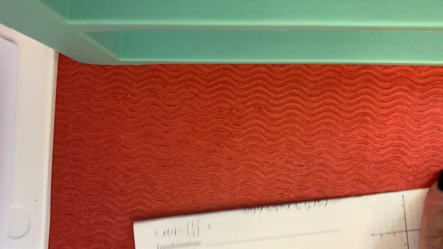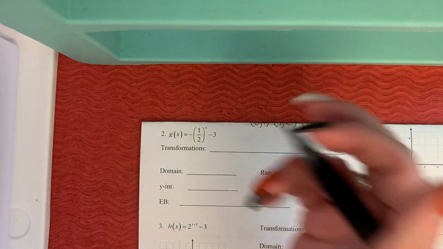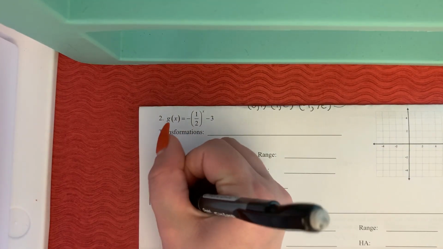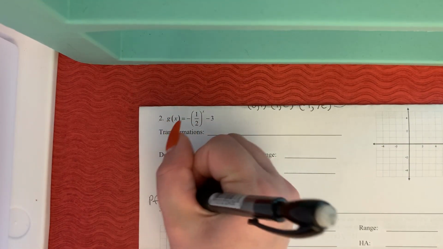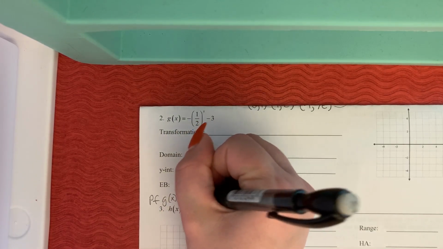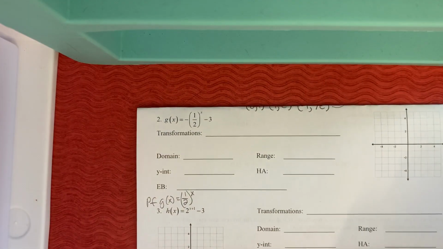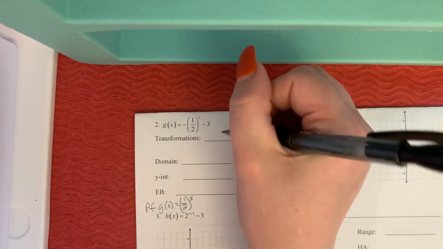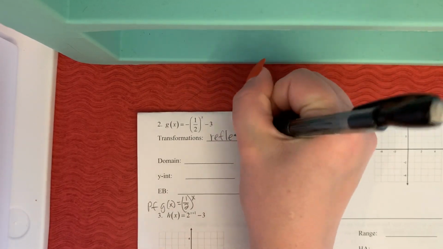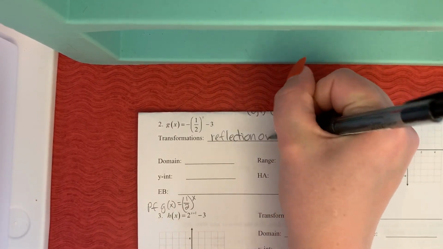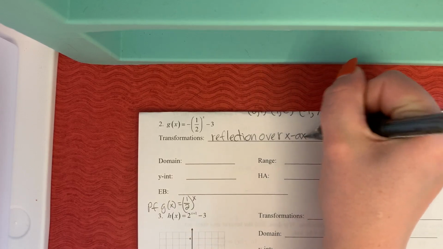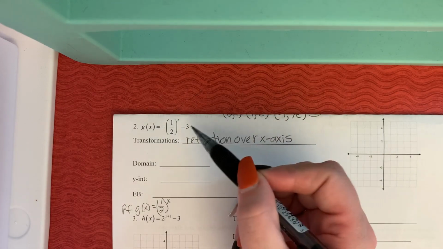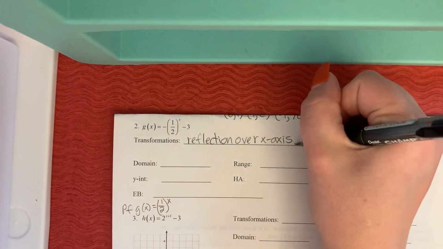So again, we're going to start by listing out our transformations. Our parent function for this is g of x equals 1/2 to the x. Then we have to determine what transformations are happening to that. Well, the negative out front is telling us it's going to be a reflection over the x-axis. We don't have anything in the exponent or any other number out front. And then that -3 on the end means that we're shifting down 3.